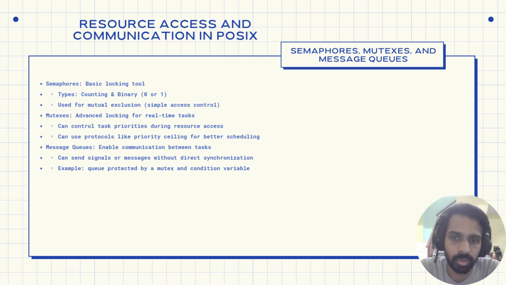Then we go to message queues. They enable communication between tasks. They can send signals or messages without direct synchronization. For example, a queue protected by a mutex and condition variable.